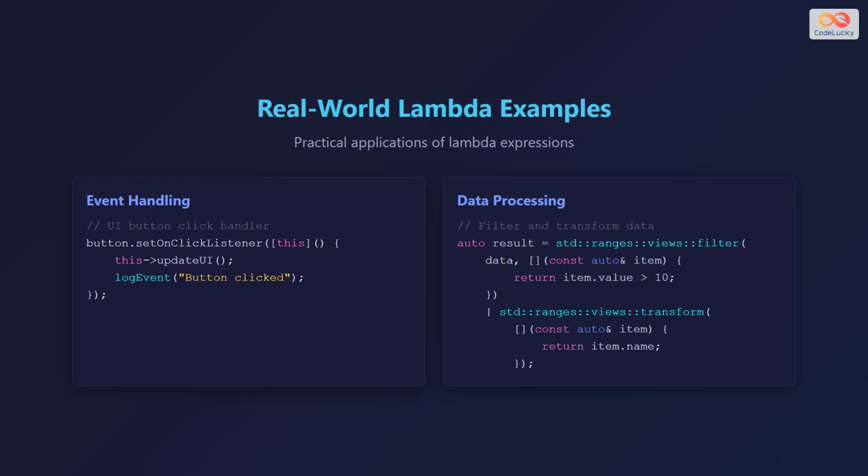We call std::ranges::views::filter, passing in data and a lambda expression. The lambda captures the item and returns true if the item value is greater than 10. Then we call std::ranges::views::transform. We pass a lambda expression as an argument. This lambda captures the item and returns the item name.